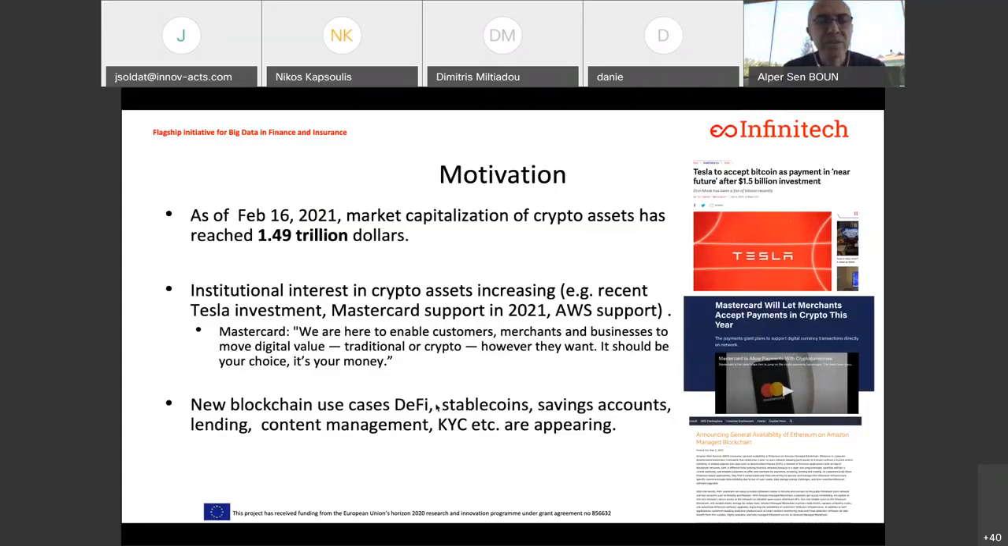And not only that, notwithstanding that, there's institutional interest in crypto assets. Like it was mentioned before, Tesla made a $1.5 billion investment, which actually increased the value of Bitcoin quite a bit. And big institutional players such as MasterCard indicated that they are going to support crypto assets in 2021, meaning they will let merchants accept payments in crypto this year. So this is a major thing, because you could buy crypto assets using your credit card, but you couldn't do payments with that. But MasterCard is planning to roll this out this year.